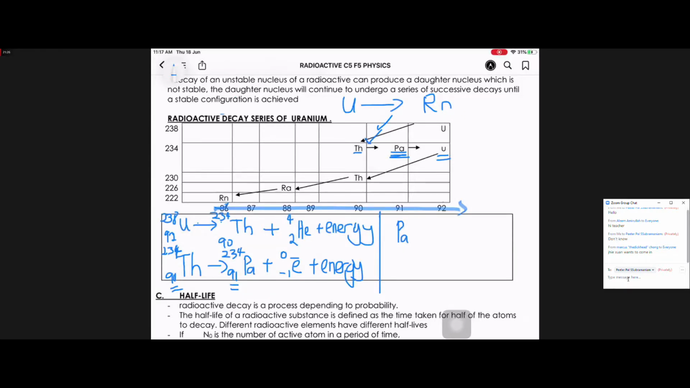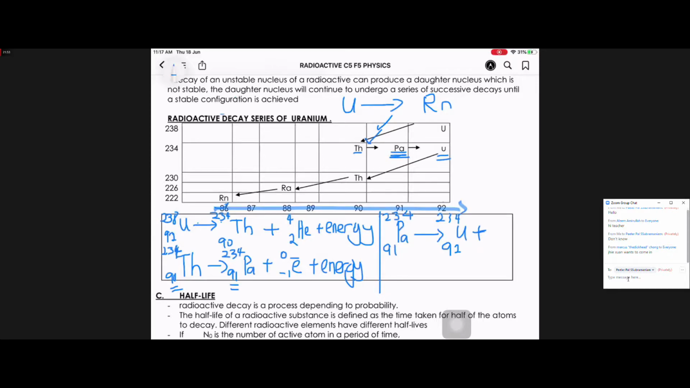Pa, 234, proton number 91. Then becoming uranium again, proton number 92. Nucleon number still the same, 234, 234. Plus, what was emitted now?